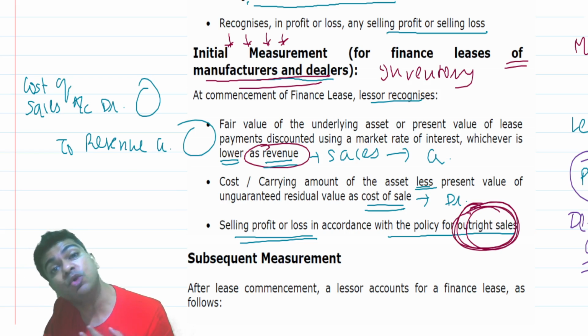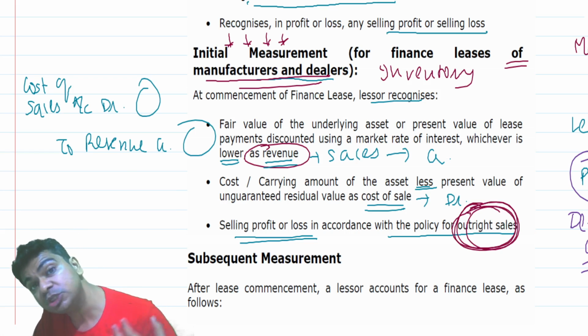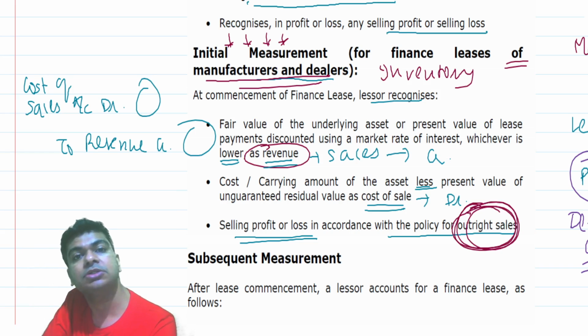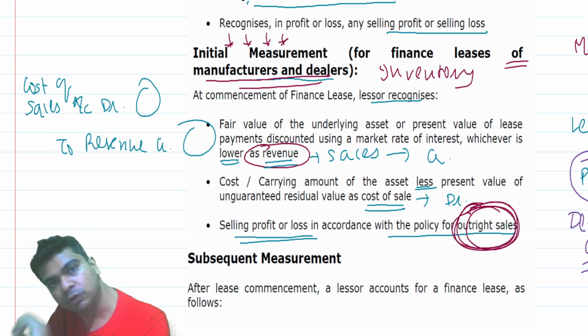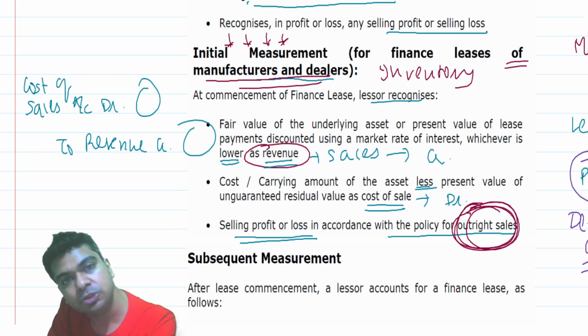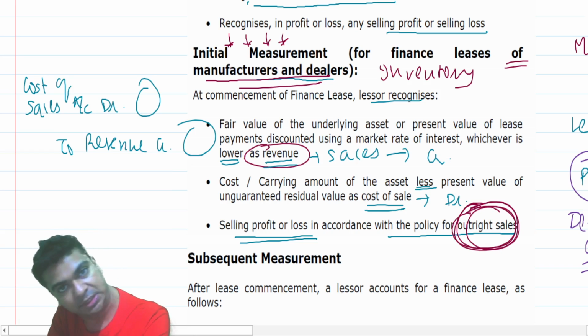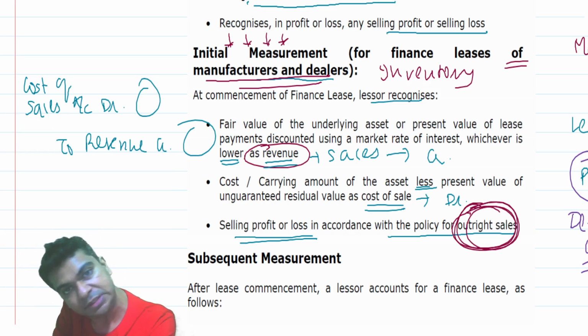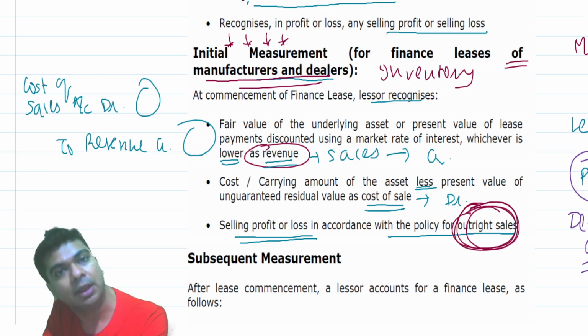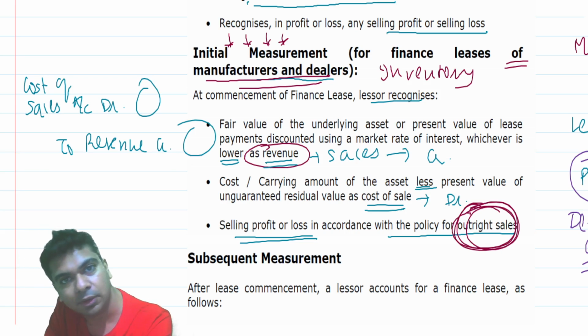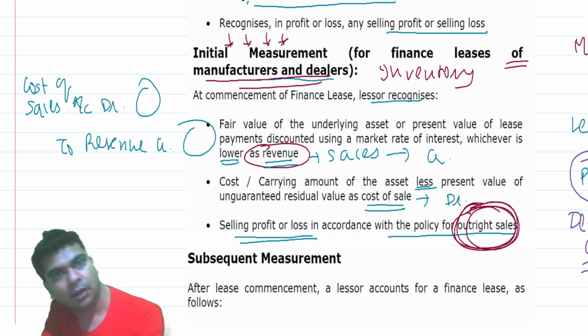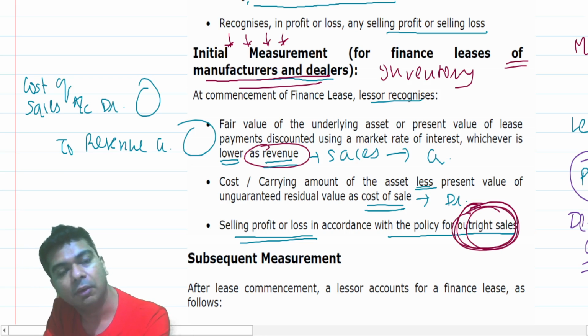You have manufactured an item of inventory which you are now selling. So the cost of goods sold should be debited. And the difference between the cost of goods sold and the revenue that you are going to receive, that's your gain or loss, which will be recognized in the profit and loss account. I hope the point is crystal clear.